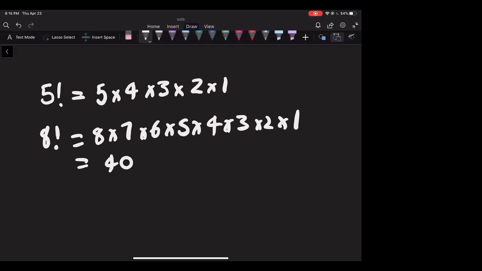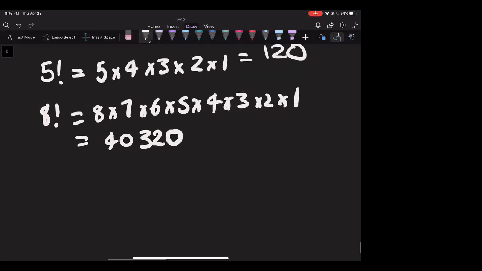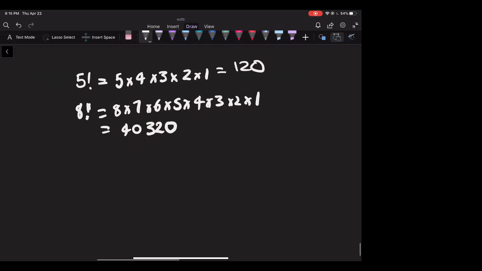Like for the 5 one, I remember it would be 5 times 4, which is 20, 20 times 3, which is 60, 60 times 2, which is 120, and 120 times 1, 120. Yeah, 120. You should be given a calculator when doing this. You won't have to go that far. The explanation point is just saying that you're going down by 1 and multiplying it all.